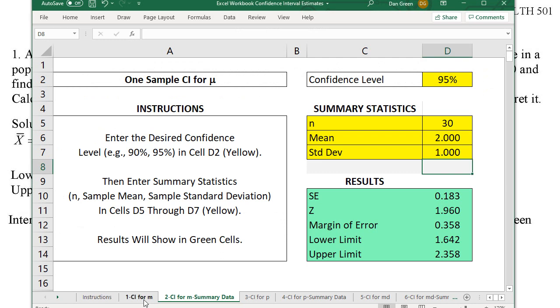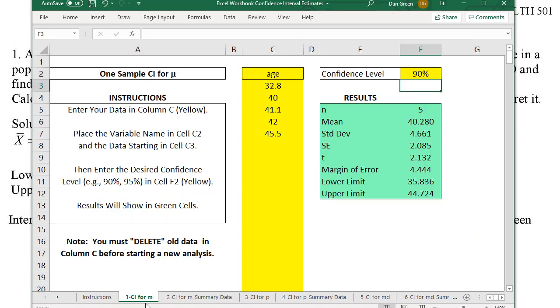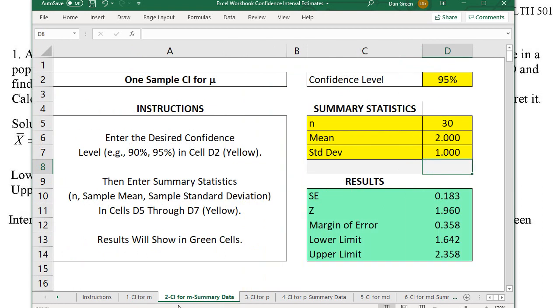So there's lots of tabs across the bottom. We want a one sample for the mean, which is either tab number 1, which is one sample confidence interval for the mean. Remember that Greek letter mu is mean. This is from data. We want the one from summary, so not from the actual data, but confidence interval for the mean. M is mean here, summary data. One sample confidence interval for the mean.